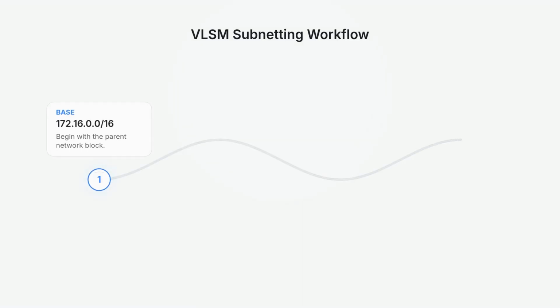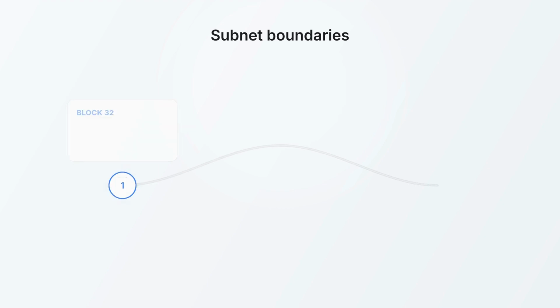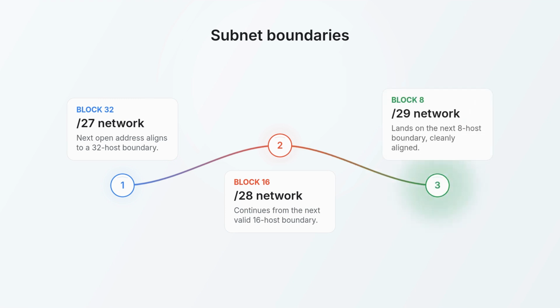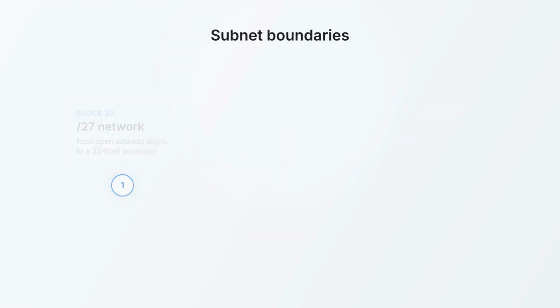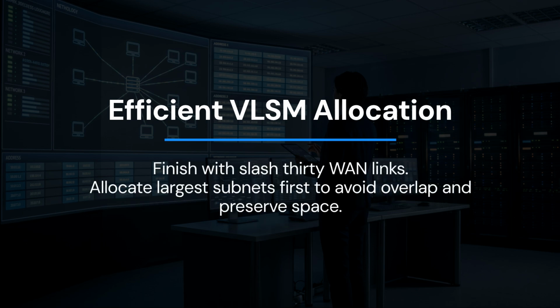Start with 172.16.0.0/16 and sort the requirements from largest to smallest. If one LAN needs a /26, place that first so it gets the first available block. Then continue from the next open address with the /27, /28, and /29 networks. Each new subnet begins at the next valid boundary for its own block size. Finish with /30 links for point-to-point WANs. Largest first keeps the plan efficient and prevents a small subnet from blocking space that a larger one needs later.